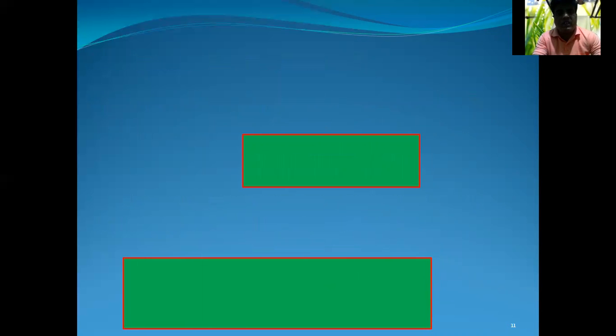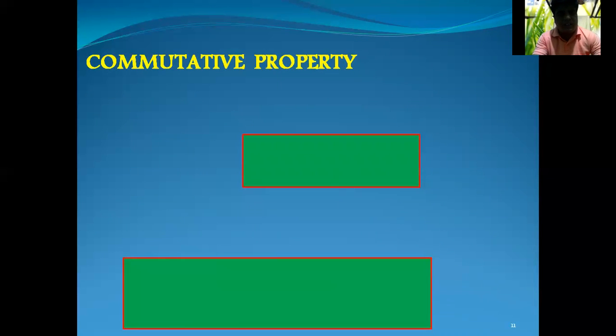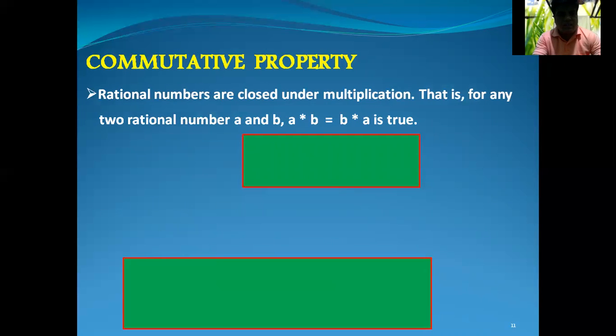Continuing with this property of rational numbers, we are talking about the commutative property. Now, rational numbers are commutative under multiplication. That is, for any two rational numbers a and b, a multiplied by b equals b multiplied by a. For example, 5 into 3 equals 3 into 5.